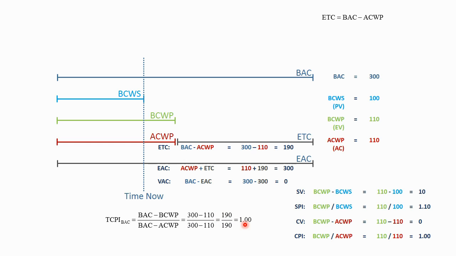The to complete cost performance index is 1.0. So if this project manager maintains a cost performance index of 1.0 throughout the end of the project, they will finish on budget. And that's what the project manager has to do to finish on budget, maintain this cost performance index.